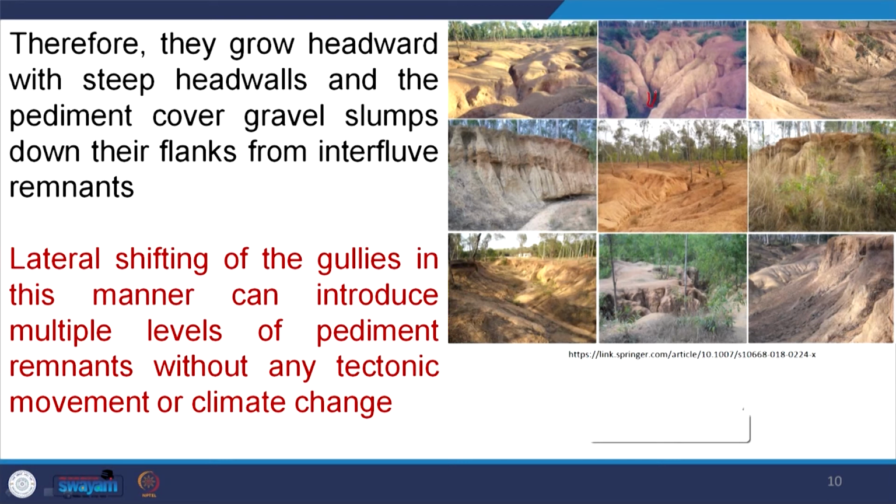Now, here is something very interesting to understand. Once a gorge is formed through these gullies, these materials are slumping down. Lateral shift of gullies in this manner can introduce multiple levels of pediment remnant without any tectonic movement and climatic change. So, it is very important to understand that no tectonic movement is there, no climate change is there, but there are multiple levels of pediment. This is due to this contrast in competency.